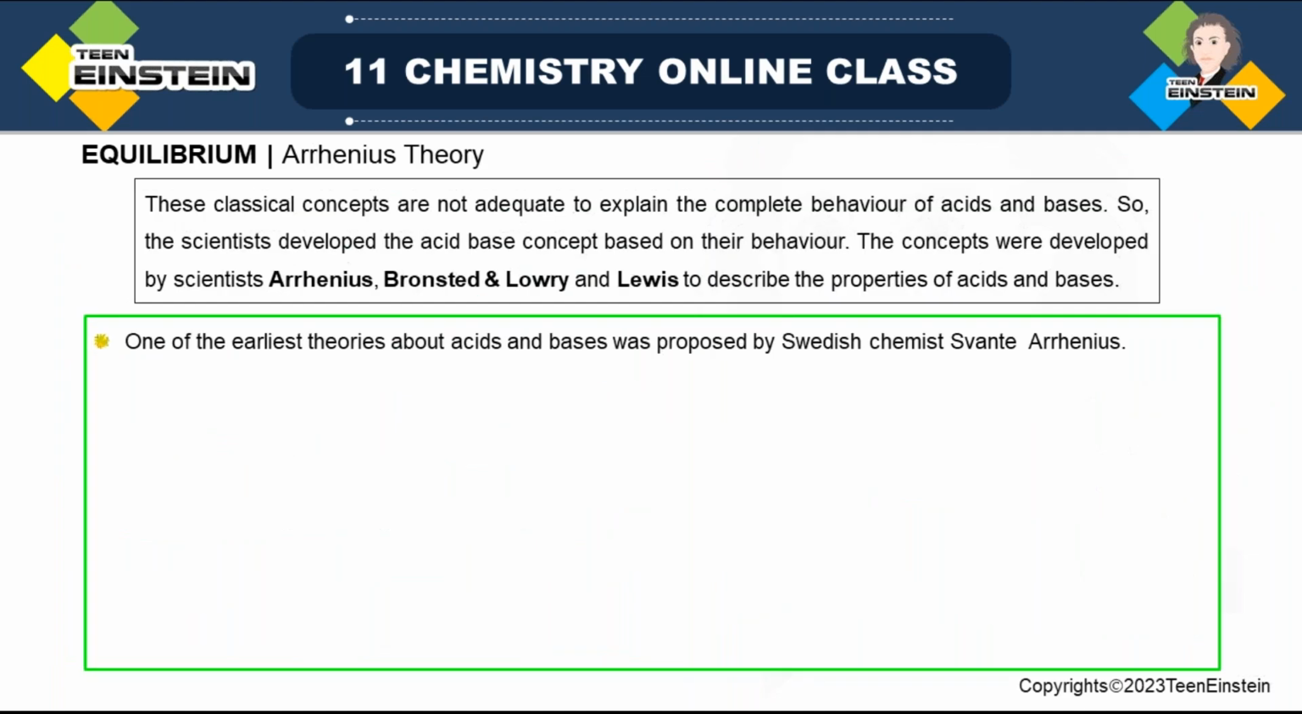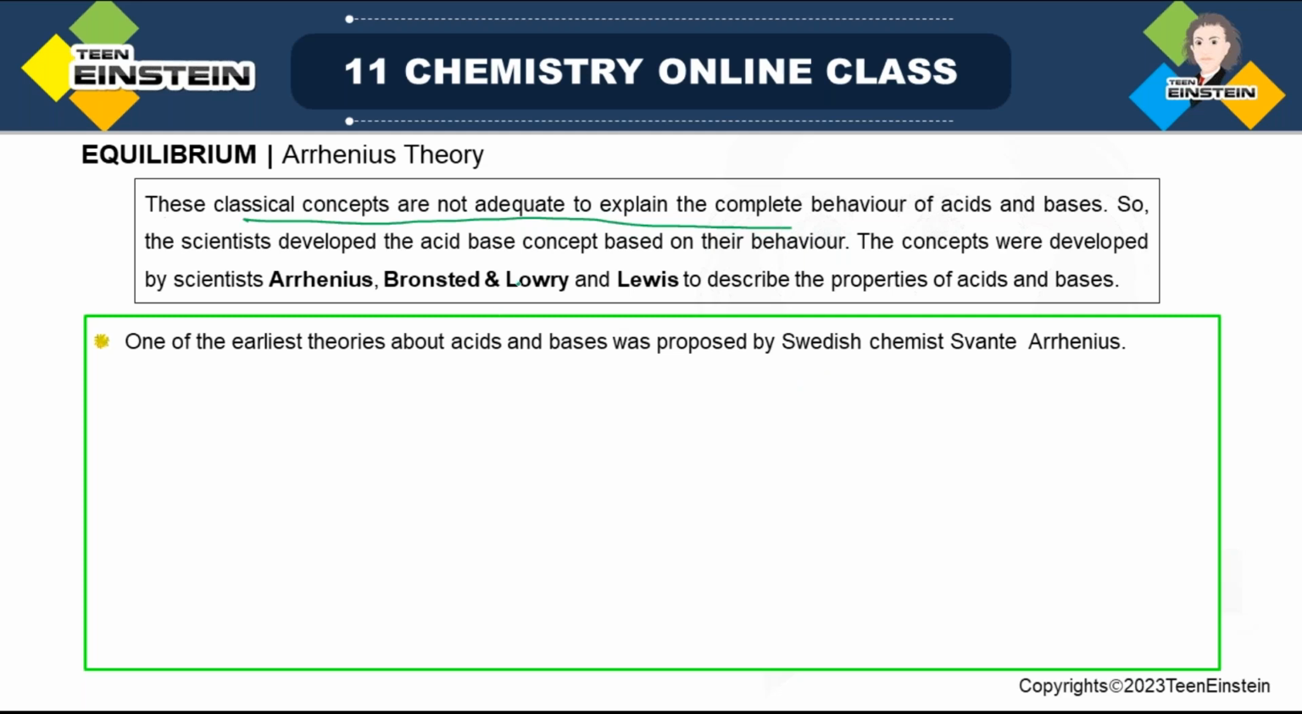Fine. So the first theory is Arrhenius theory. But before going to that, see this introduction. These classical concepts are not adequate to explain the complete behavior of acid bases. Which classical concept? Whatever information you have seen on the previous slide related to acids and bases, that is basically classical. That is, it will convert red litmus to blue or blue to red. It will taste like this. It will produce H plus. So these are some classical concepts, but they are not adequate.